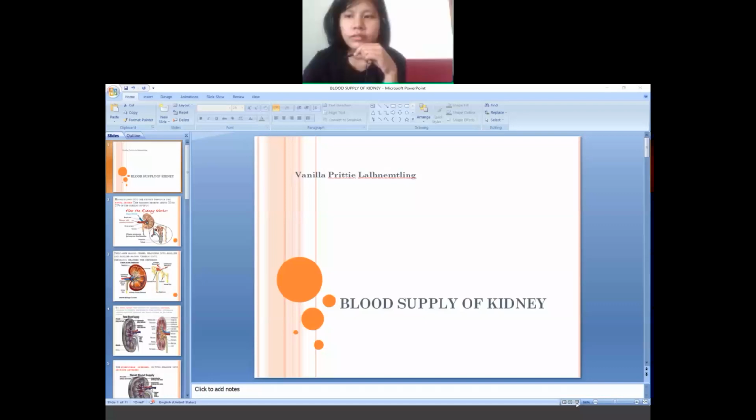Can you see the screen? Yes. Blood supply of kidney.